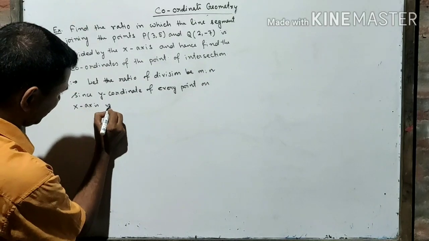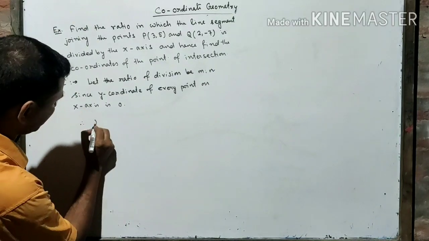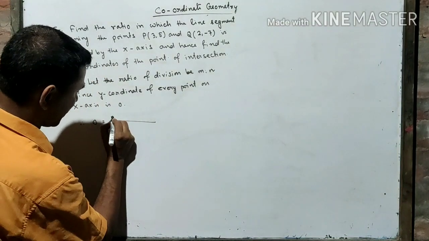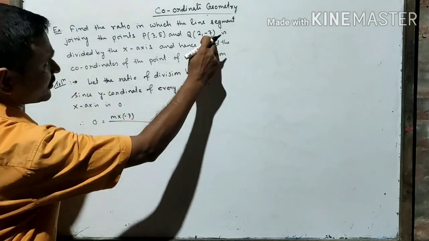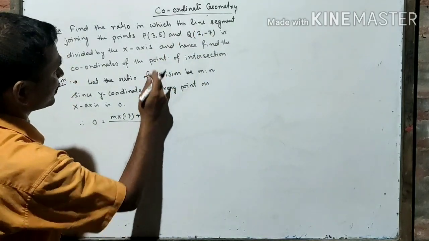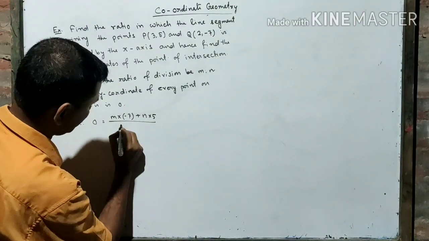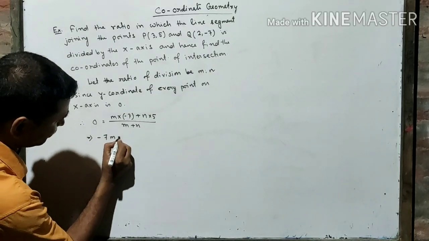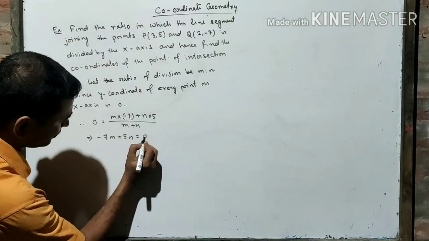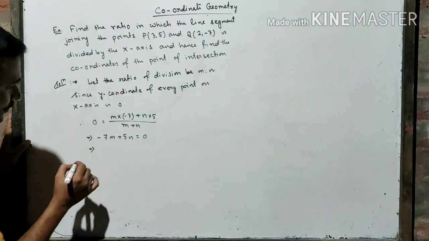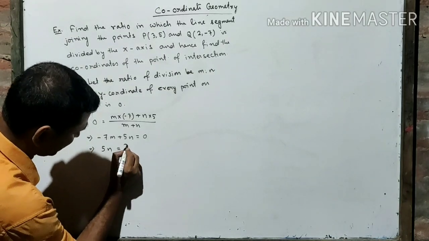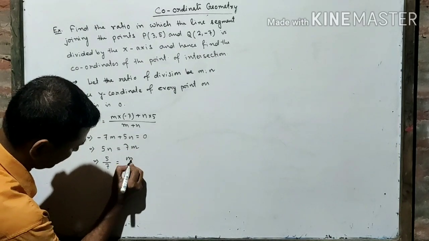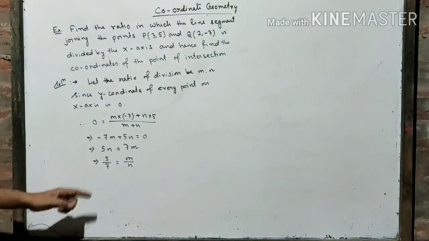the x-axis is 0. Therefore, 0 is equal to, for the y-coordinate we will use the internal division formula. So, first ratio, second coordinate plus second ratio, first coordinate 5, divided by sum of the ratios. This implies minus 7m plus 5n is equal to 0. This implies 5n is equal to 7m. This implies 5 by 7 is equal to m by n. Therefore, m is to n is 5 is to 7.